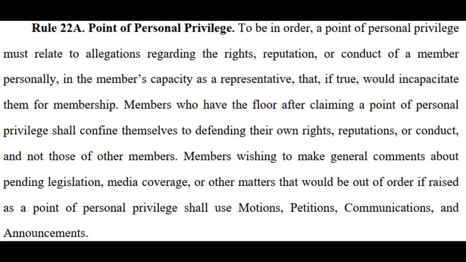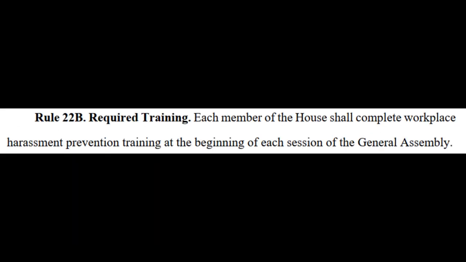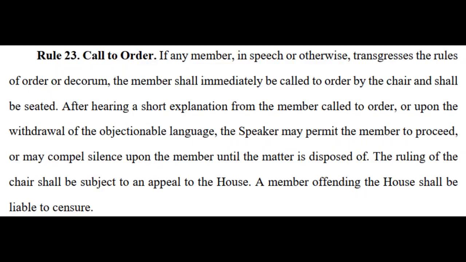Rule 22A. Point of personal privilege. To be in order, a point of personal privilege must relate to allegations regarding the rights, reputation, or conduct of a member personally, in the member's capacity as a representative, that, if true, would incapacitate them for membership. Rule 22B. Required training. Each member of the House shall complete workplace harassment prevention training at the beginning of each session of the General Assembly. Rule 23. Call to order. If any member, in speech or otherwise, transgresses the rules of order or decorum, the member shall immediately be called to order by the chair and shall be seated.